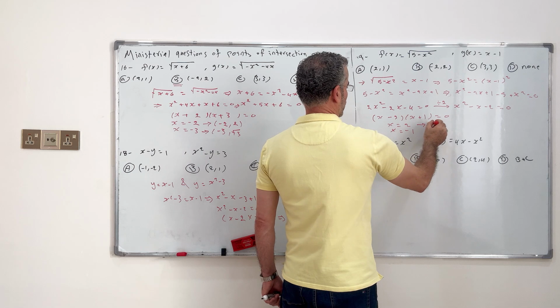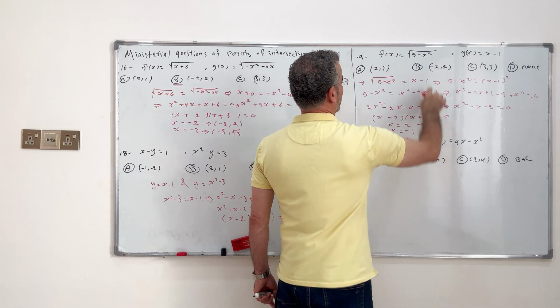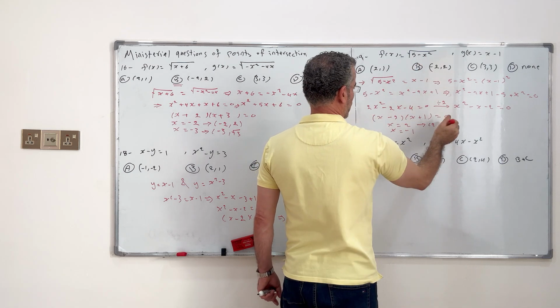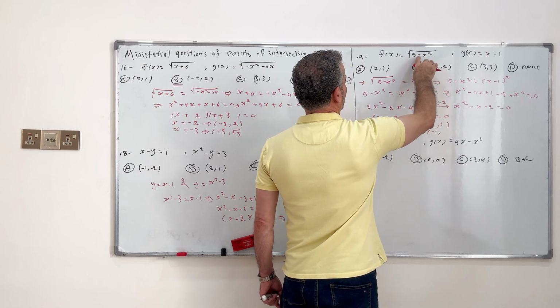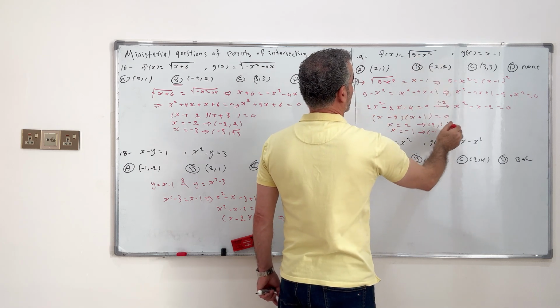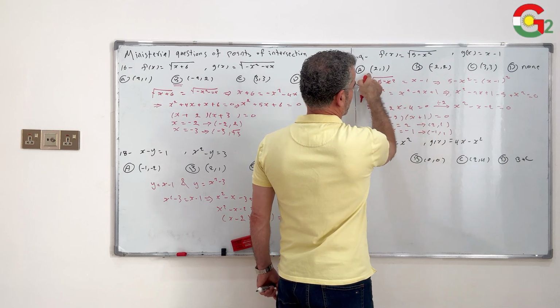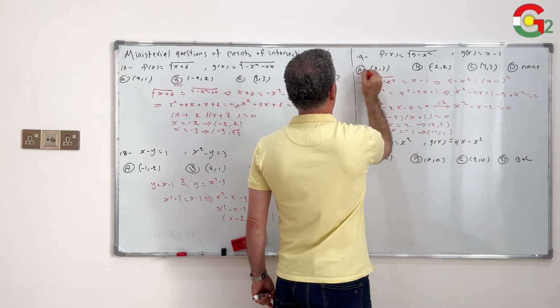When x equals 2, then 5 minus 4, 1. When x equals negative 1, also 1. Where is the right choice? It is A.